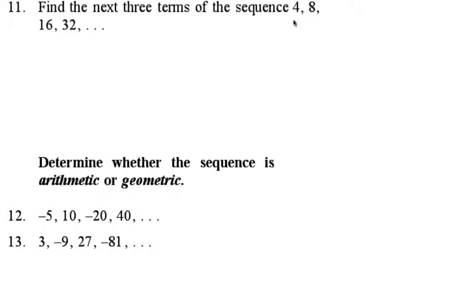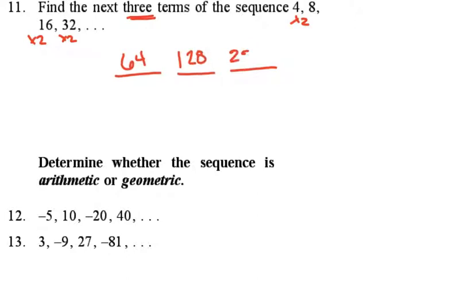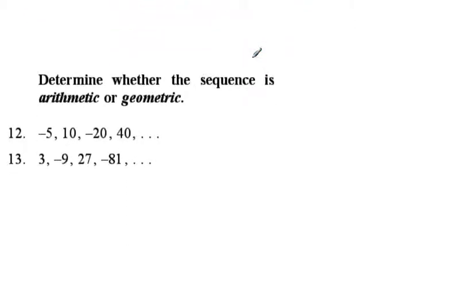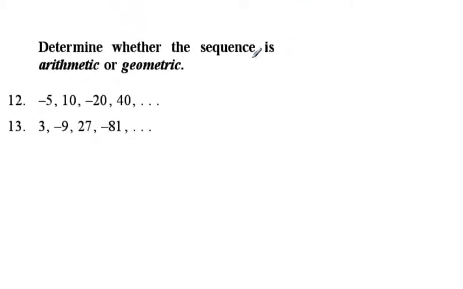4 to 8, we multiply by 2. 8 to 16, we're multiplying by 2. 16 to 32, multiplying by 2. So we need to set up our 3 spots, because we need to find 3 terms. 32 times 2 is 64. 64 times 2 is 128. 128 times 2 is 256.